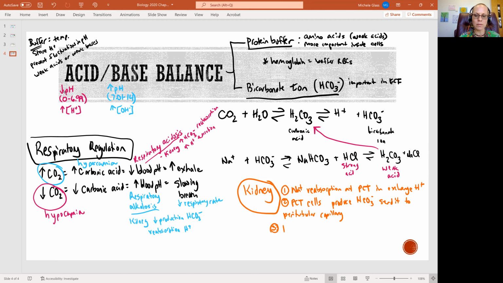If we have elevated CO2 levels, the PCT is going to make and retain, we should say, bicarbonate ion and excrete or secrete hydrogen ion. So it's actually at the proximal convoluted tubule that we can have this exchange of our bicarbonate ion and our hydrogen ion.